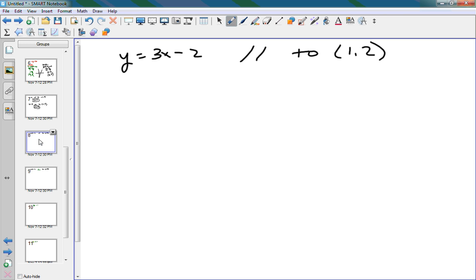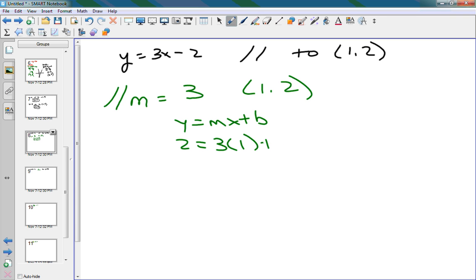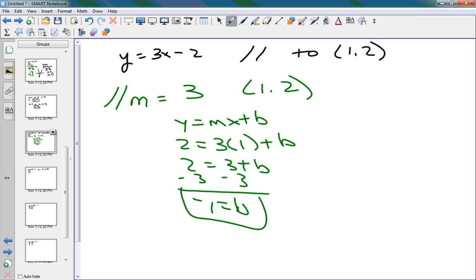Next, what about this one? Solve for y. Is that already solved for y? What's my parallel slope? It is 3. So then I'm going to use 1 and 2. So y equals mx plus b. Y is 2, m is 3, x is 1 plus b. Solve for b, right? So I'm going to have 2 is equal to 3 plus b. Subtract the 3. Negative 1 is equal to b. So what's my equation?